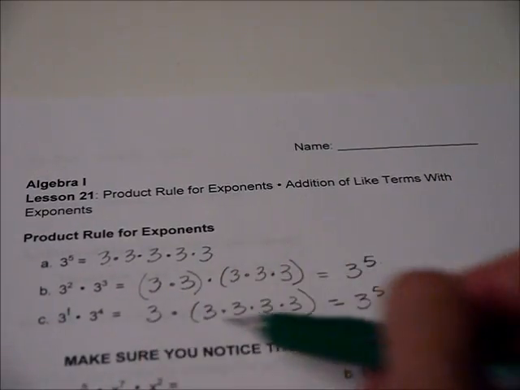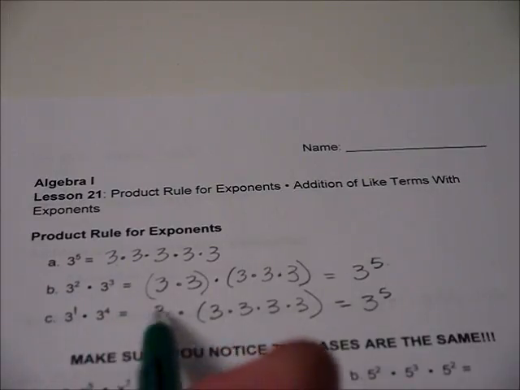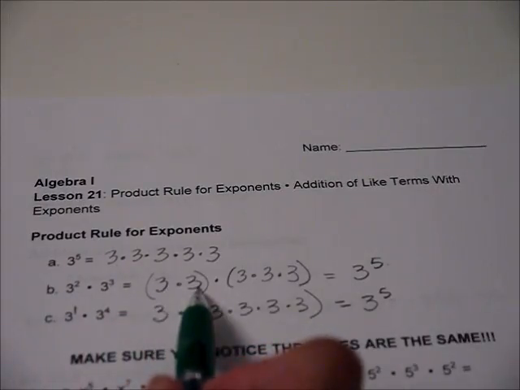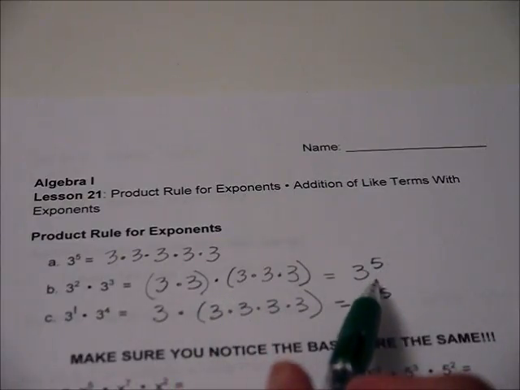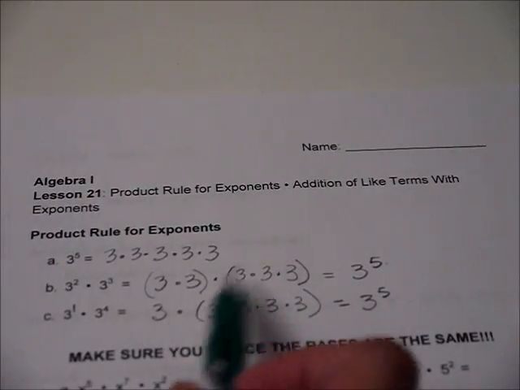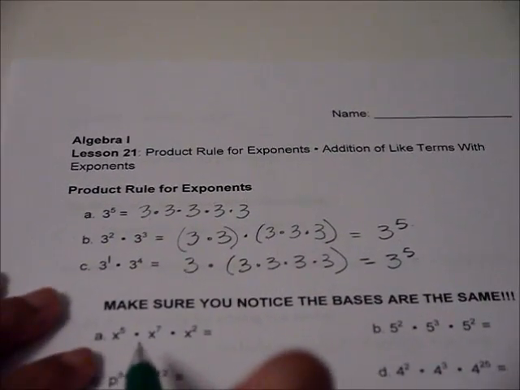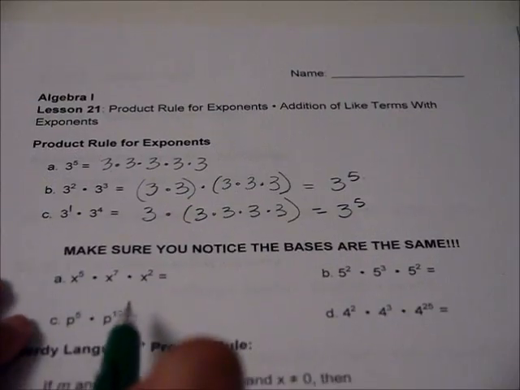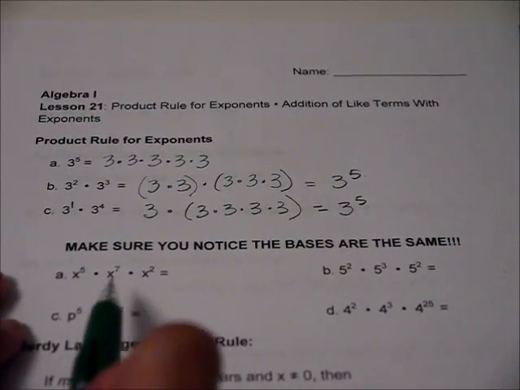Make sure, though, you notice that all of these had the same base. This would not have worked if these were 2 numbers, like a 4, and these were 3's. We wouldn't have the same answer. The base has to be exactly the same. They all have to be the same number. So like on this one, see how these all have the same bases. So we're going to be able to do that trick.